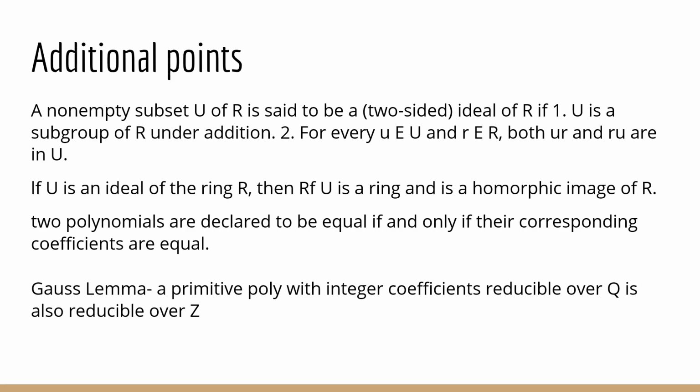We then have the Gauss lemma, which says that a primitive polynomial, which means the GCD is 1, with integer coefficients that is reducible over Q is also reducible over Z. So if we were to find the irreducibility over Q, we have to first check the irreducibility over Z.